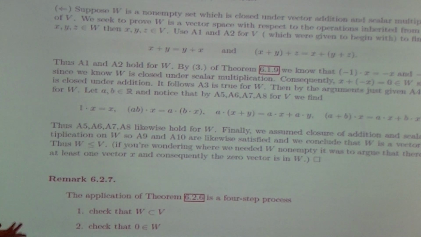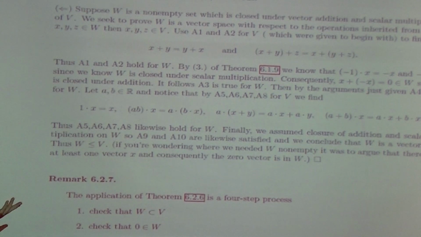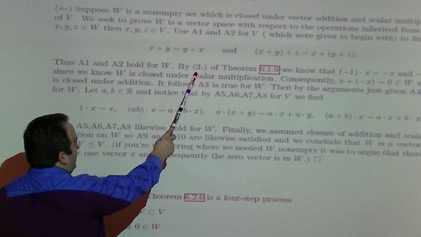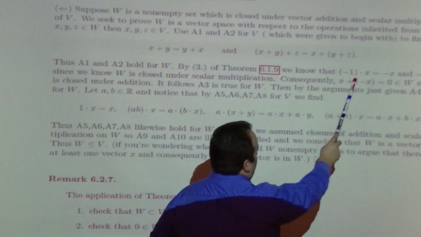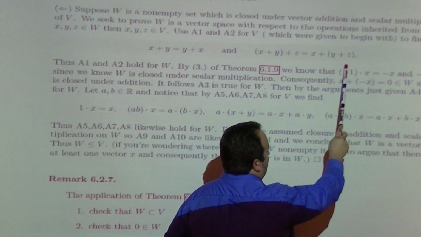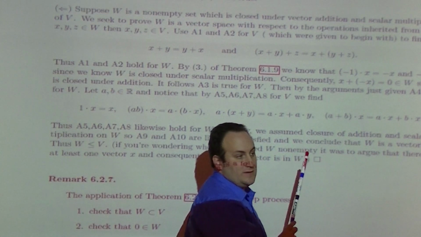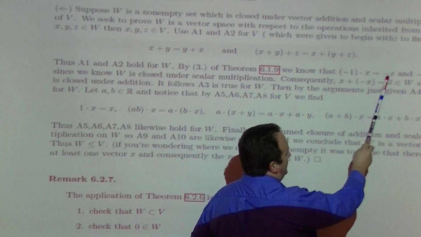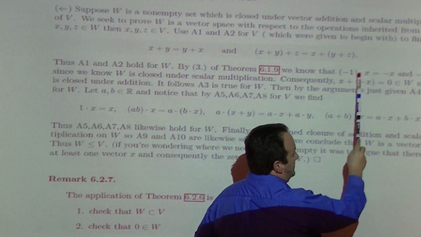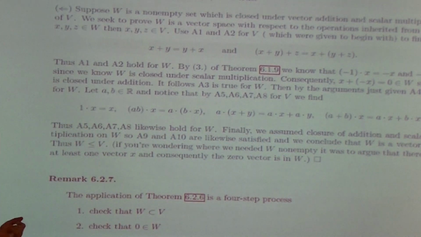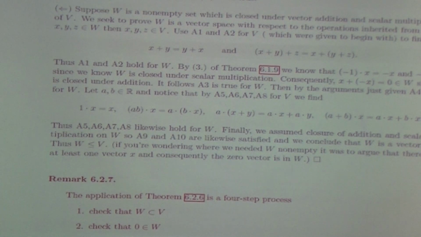Basically, the argument is pick a point in W, observe that it's also in V. Now let's go through this one. By 3 of theorem 6.1.9, we know that minus 1 times x is minus x, right? But by 2, we're assuming that scalar multiples of anything in W are again in W, so that means that this is in W. But these are equal by the theorem I just went through. Therefore, that's in W, which then shows W is closed under additive inverses. There's another axiom down.